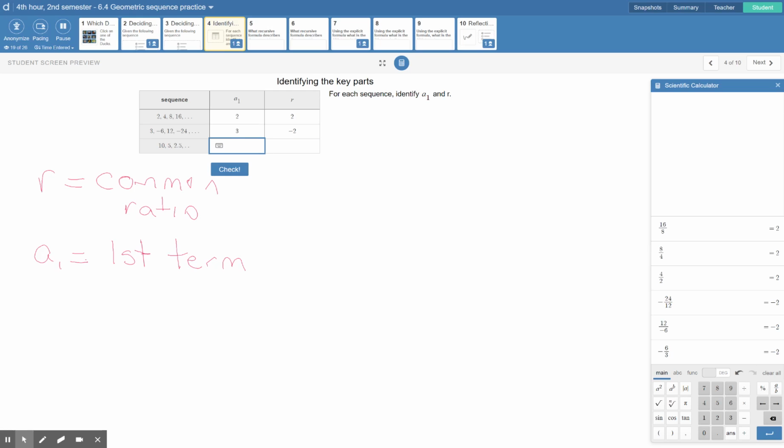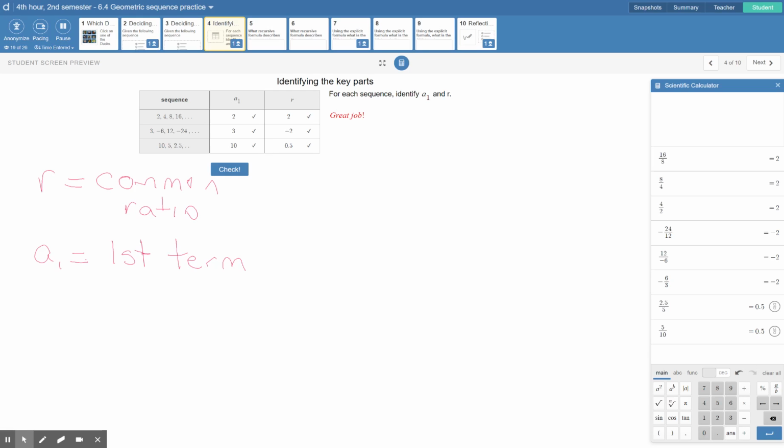For the third sequence, our a sub 1 is 10. That's our first term. Have to work backwards for the ratio. 2.5 divided by 5. 5 divided by 10. You can put 0.5, does not matter. Check it, and you're good to go.